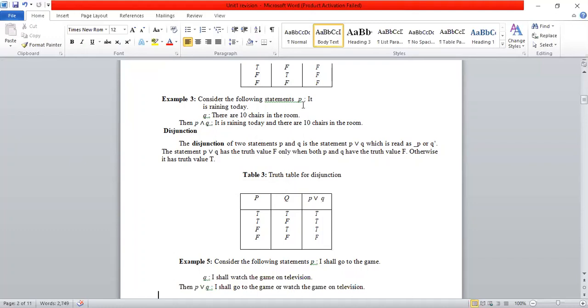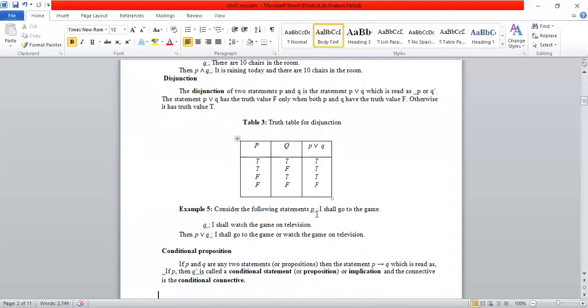Just opposite to conjunction. In conjunction, whenever P and Q both have truth value true, P and Q will have truth value true. Otherwise, it has a truth value false. In the same way, in disjunction, whenever P and Q both have a truth value false, then only P or Q will have truth value false. Otherwise, it has truth value T.